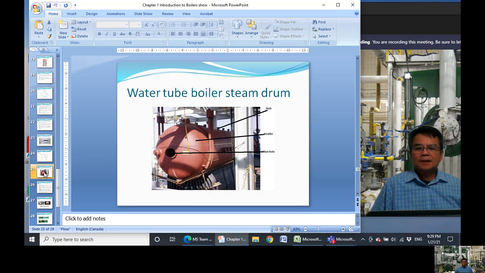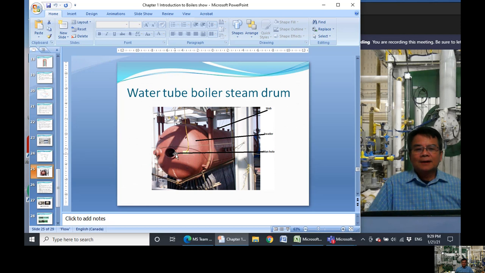Okay. Now in this picture, you can see this one in the middle, that is your shell. You put the cover there, you see that's the cover, that is the dish cover, that's the head. You just do some welding, weld it in there. In here, it also shows a manhole.